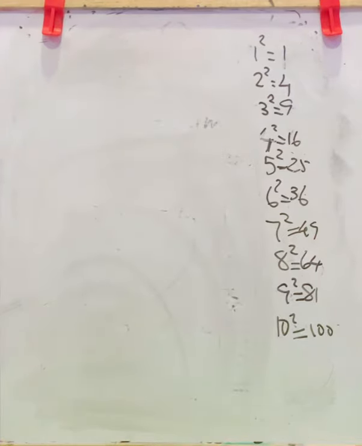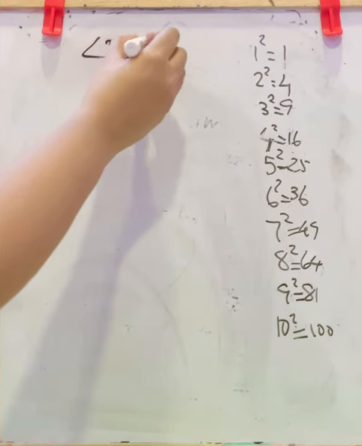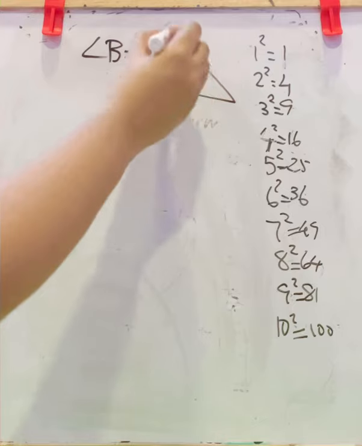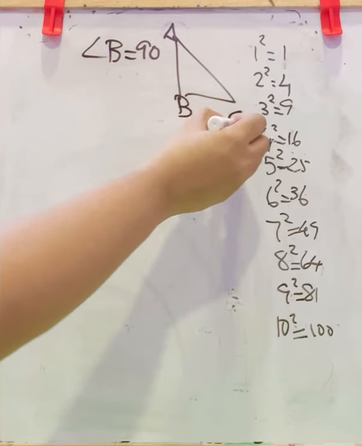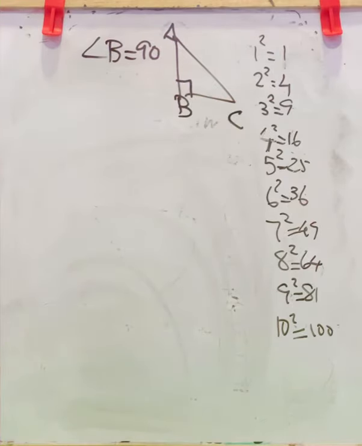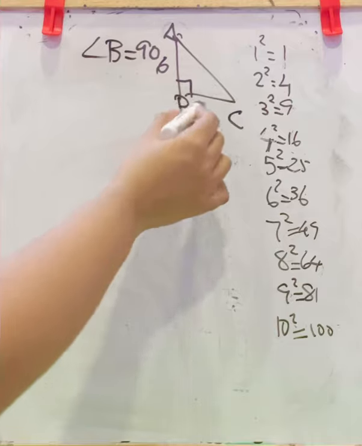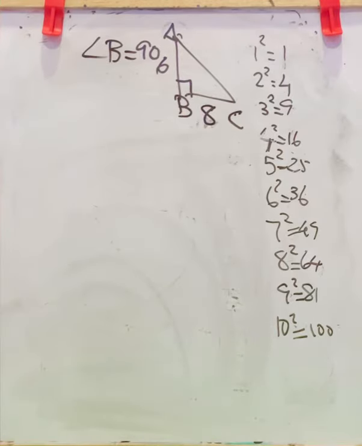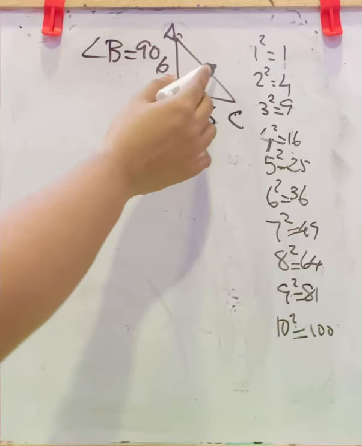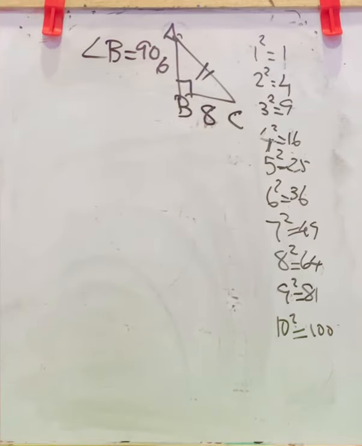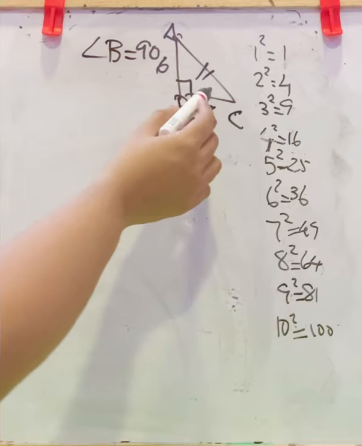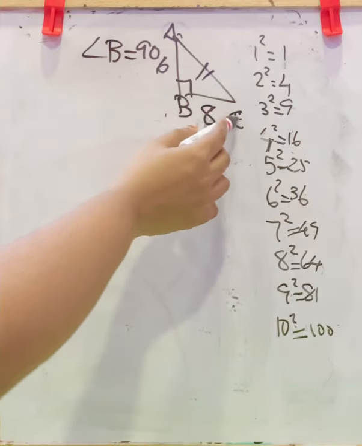Next question. In a right triangle ABC, angle B equal to 90. In right triangle ABC, here it is 90 degree. If AB equal to 6 centimeter, AB is 6 and BC equal to 8 centimeter, find AC, that is hypotenuse. This is altitude and this is base. This will be hypotenuse. We know hypotenuse square equal to AB square plus BC square.